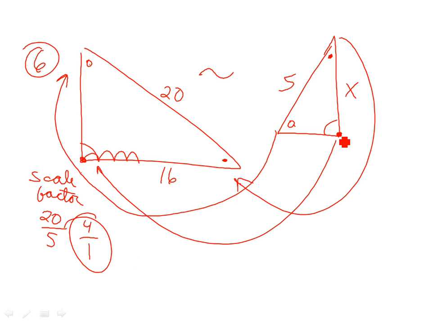So that's our scale factor. Now we set up a proportion. When you set up a proportion, you can use that scale factor. Instead of putting 20 over 5 back in here, which you could do, is 4 over 1 going to make it easier? Yeah. So 4 over 1 compares to what? 16 over x.